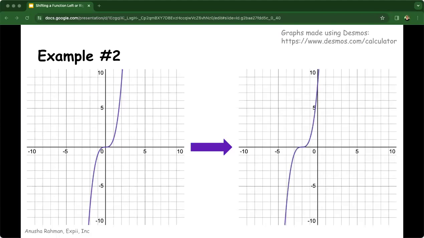This is what the new function would look like. The new function equation is y equals (x plus 2) to the power of 3. k is -2 because the function is shifted to the left.